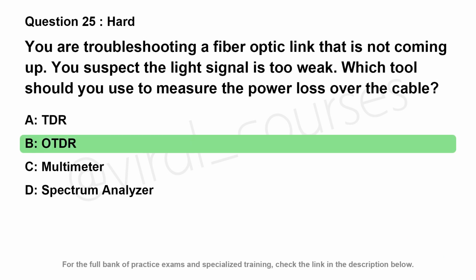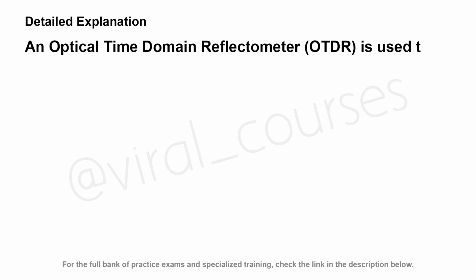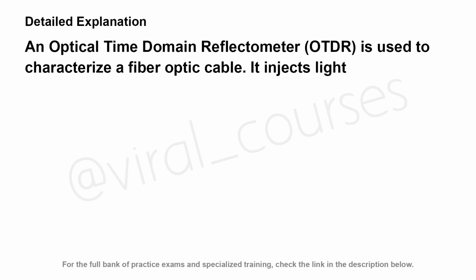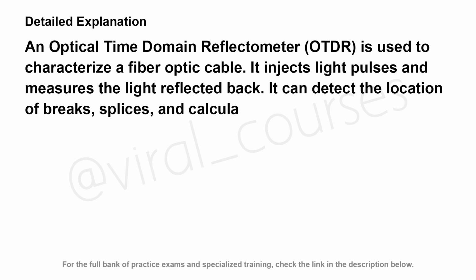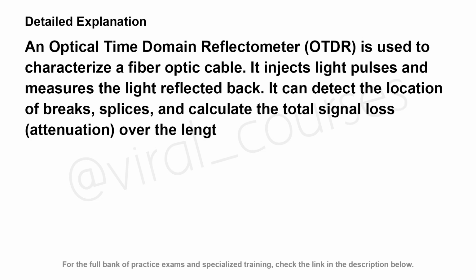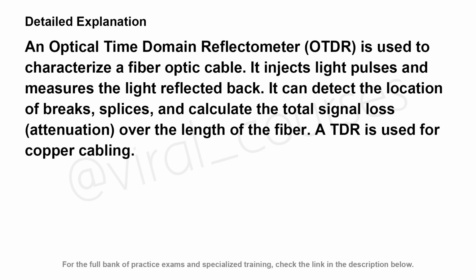The correct answer is B. An optical time domain reflectometer, OTDR, is used to characterize a fiber optic cable. It injects light pulses and measures the light reflected back. It can detect the location of breaks, splices, and calculate the total signal loss, attenuation, over the length of the fiber. A TDR is used for copper cabling.